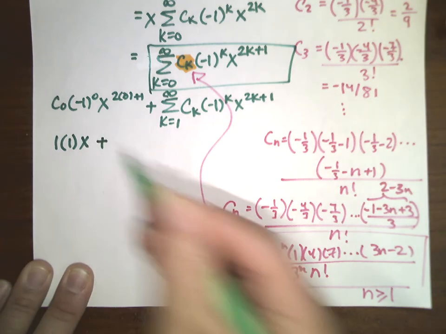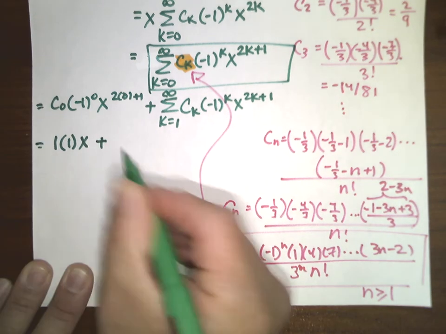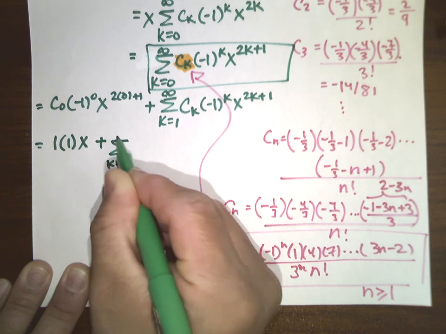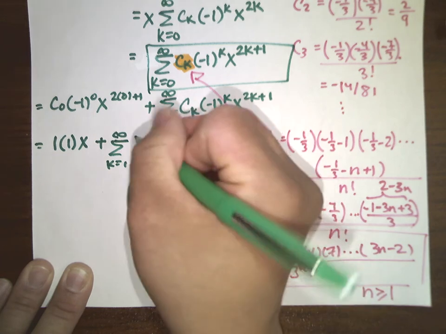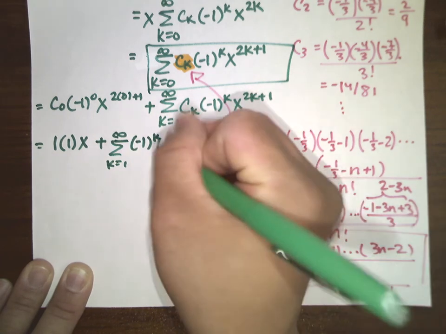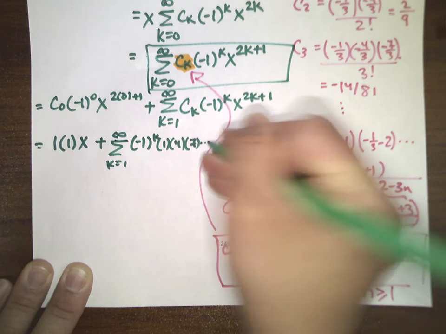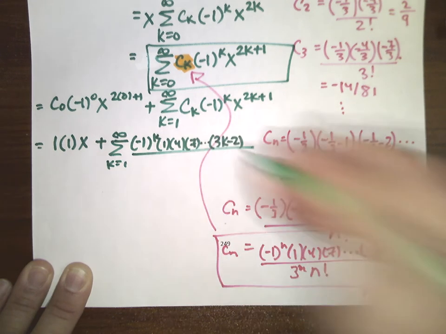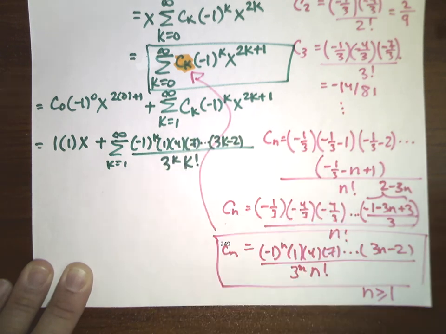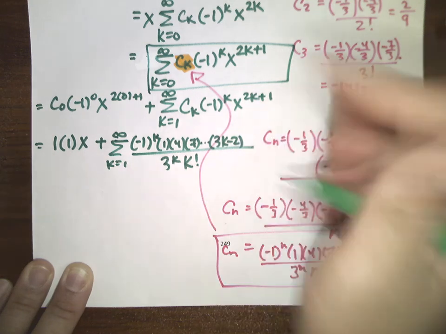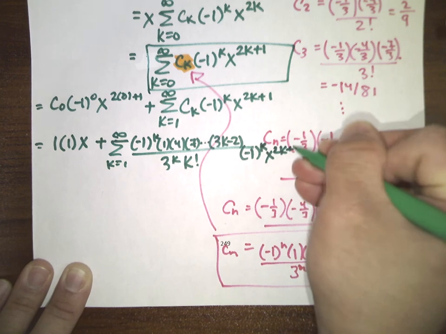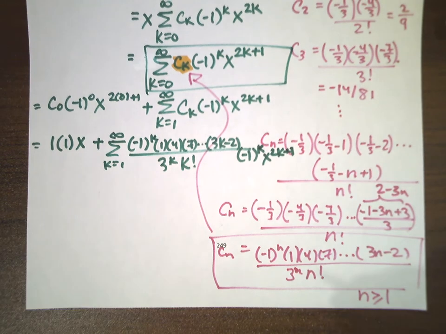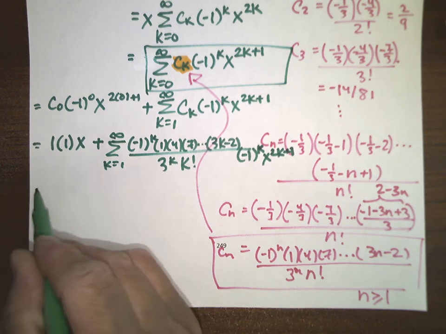So that's plus the sum k equals 1 to infinity, and ck will be based off of this cn here, so negative 1 to the k, and 1 times 4 times 7, all the way to 3k minus 2 all over 3 to the k factorial. And then we still have the negative 1 to the k, and then x to the 2k plus 1. So don't lose track of any of the factors here. Please do not, or bad things will happen to you.